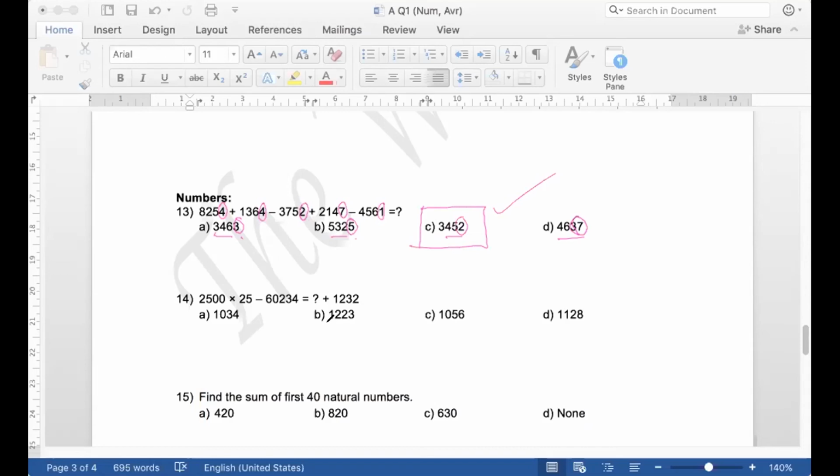So some of the questions you don't need to solve. Now look at question number 14 and 15.